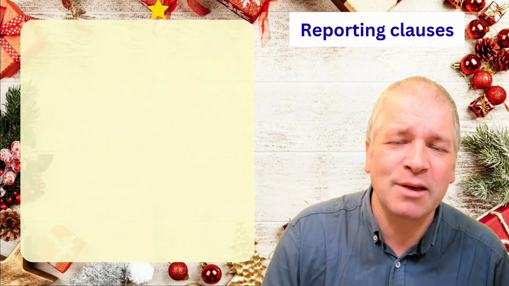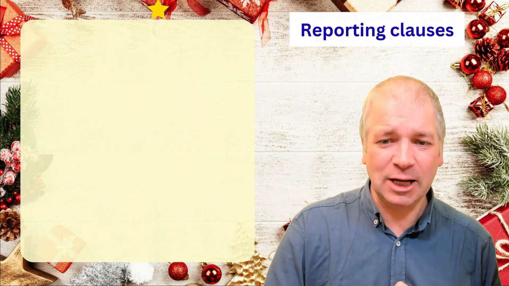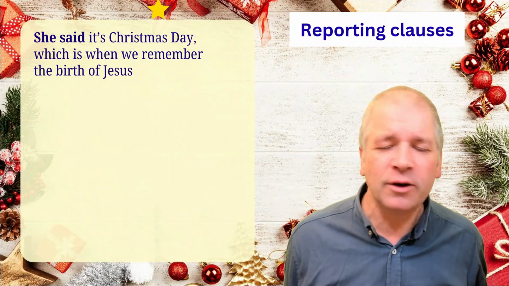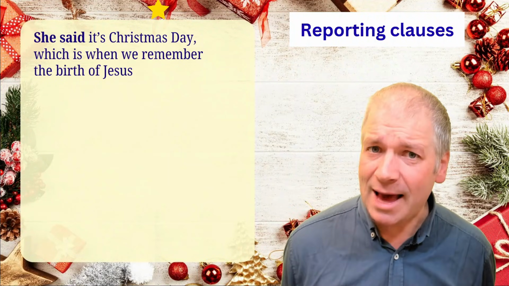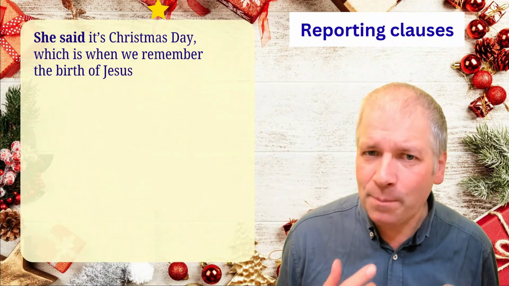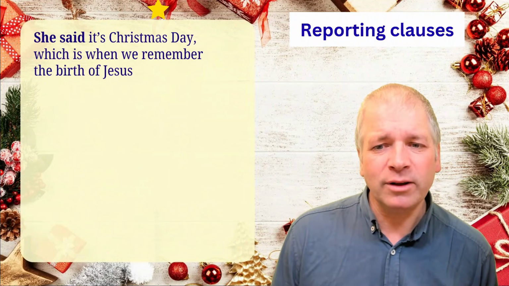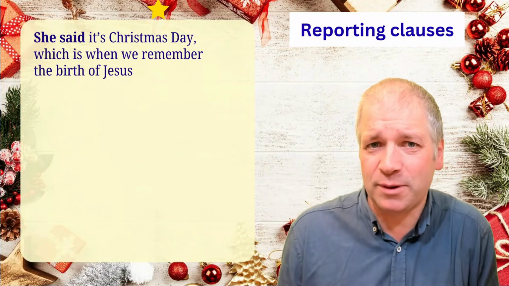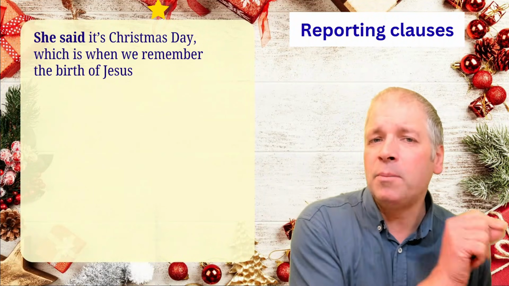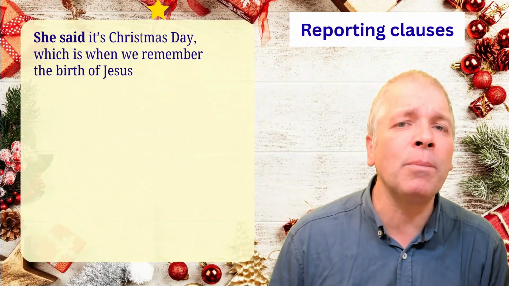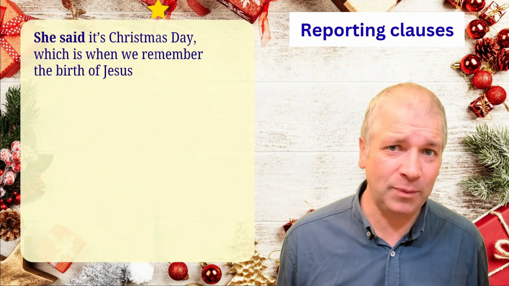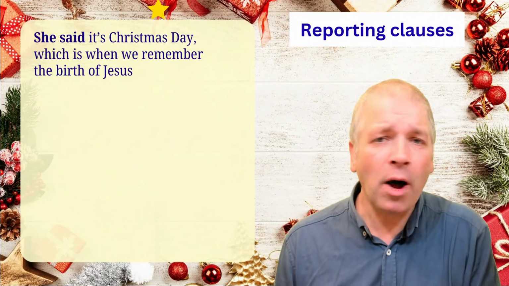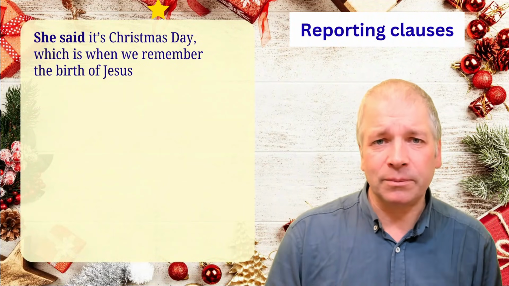Now let's look at some more complex clause types, starting with reporting clauses. We could have added a short reporting clause to the beginning of our first sentence. She said it's Christmas Day, which is when we remember the birth of Jesus. She said is a short clause. It has a subject, she, and then it has the verb, the reporting verb, said. And that goes on its own before the rest of the sentence to show that we are reporting the statement. Said could have been changed for another reporting verb, such as claimed, or proposed, or suggested.